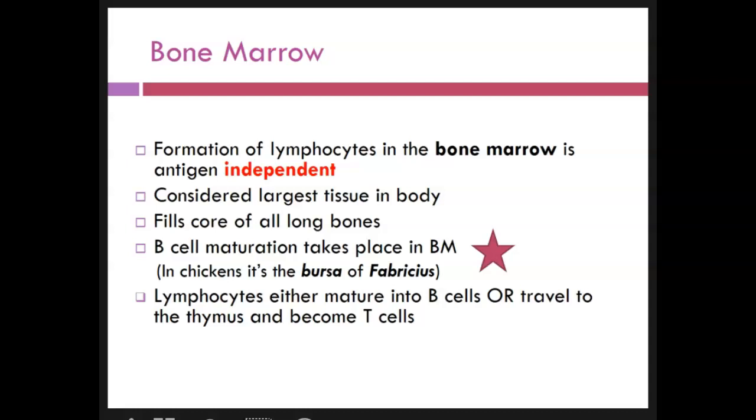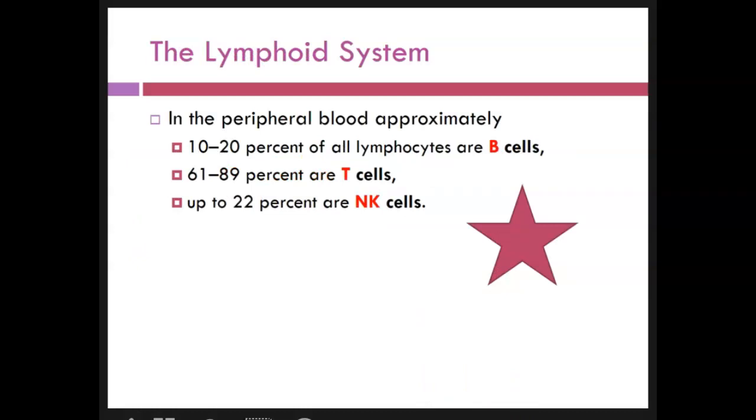The bone marrow is considered the largest tissue in the body, and it fills the long bones. And this was a trivia question. B cell maturation takes place in the bone marrow, and in chickens it's called the bursa of Fabricius. Now, I don't know why that's a fun trivia fact, but it was in your book, so I thought, hey, I'll add it. And lymphocytes mature either into B cells or they travel to the thymus and become T cells. Of all the lymphocytes in the body, 10 to 20% are B cells, the largest majority are T cells, and about 22% are natural killer cells.